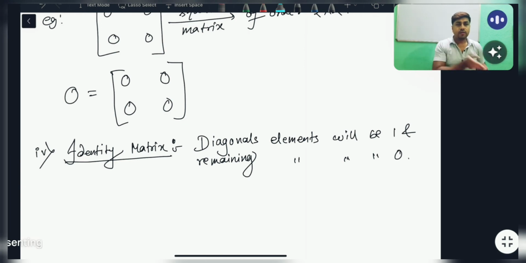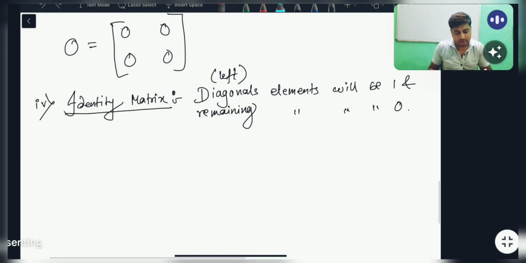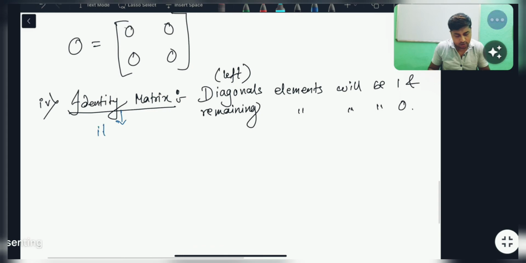Diagonal means what? The left diagonal, okay? Suppose if you observe the previous matrix you have, this is one diagonal, and otherwise that will be another diagonal. So left diagonal means this part. The left diagonal you draw, along this diagonal every element will be 1. So for example, an identity matrix should be a square matrix always.